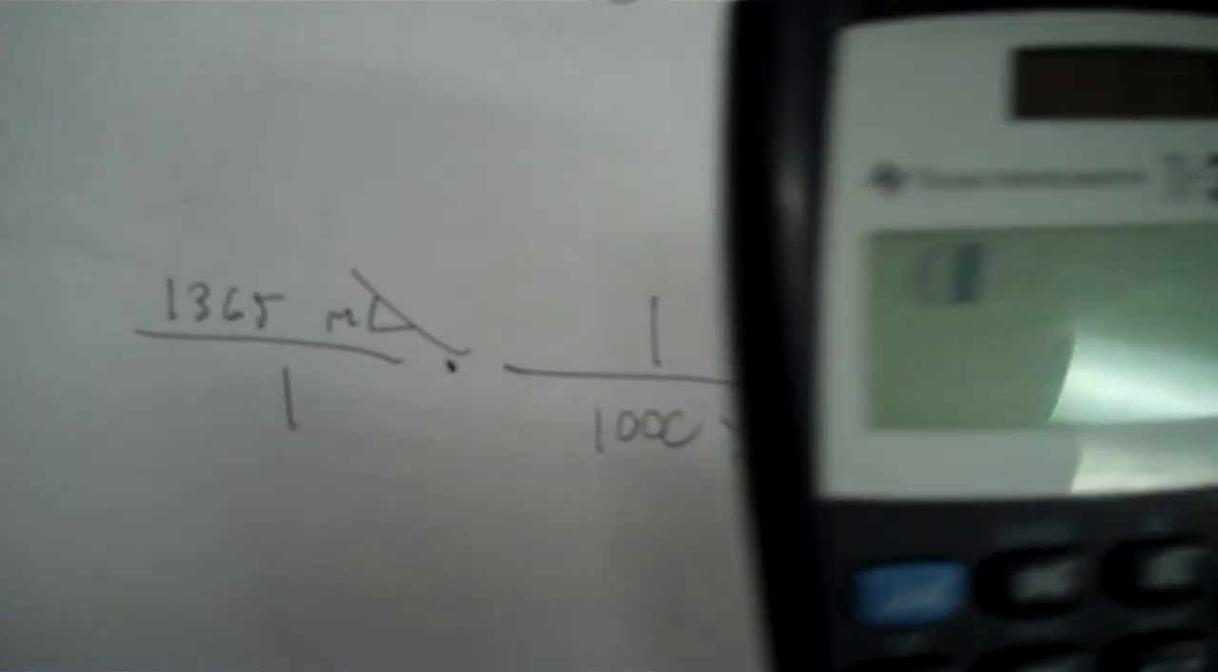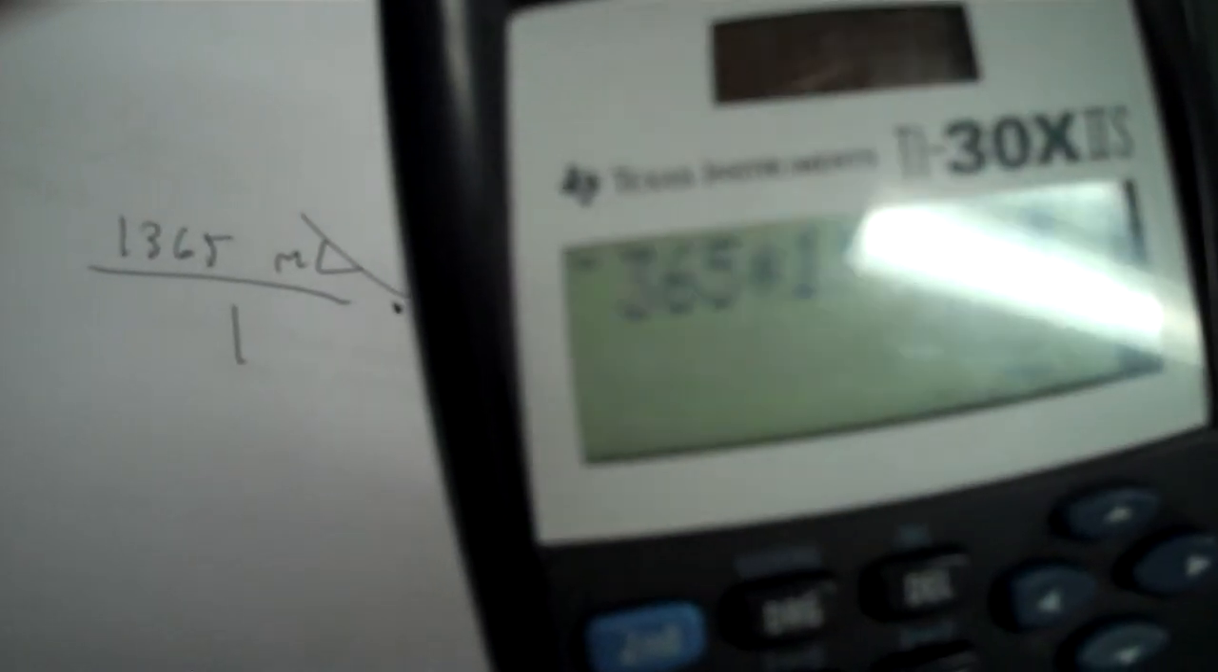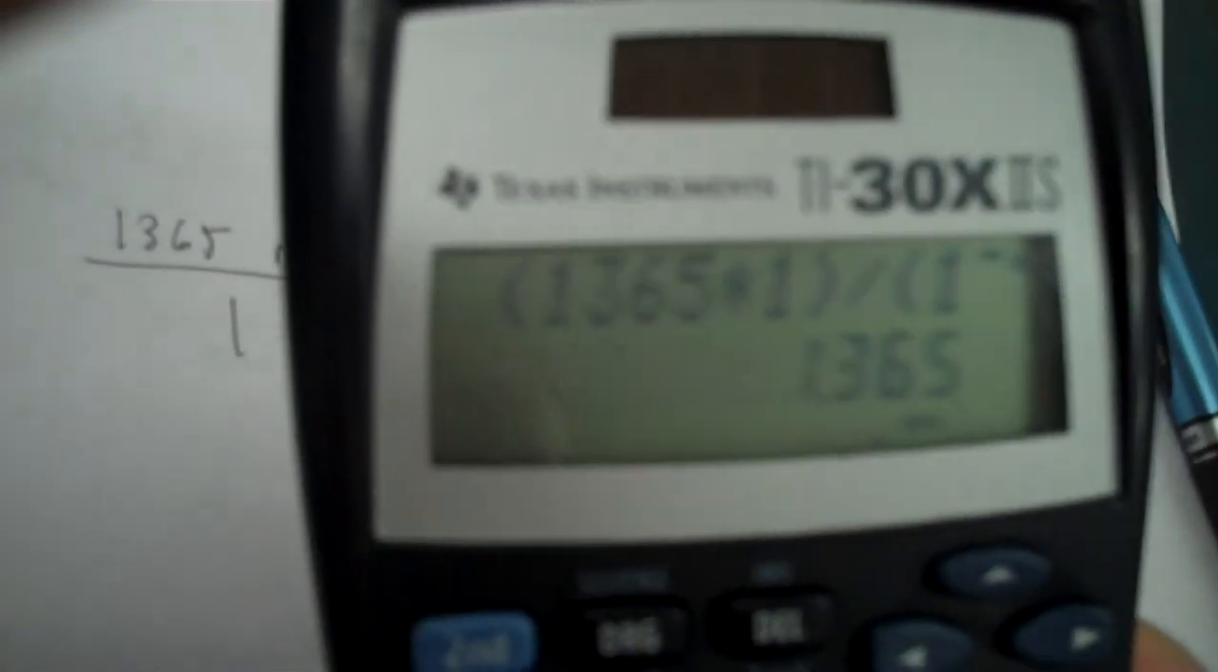136.5. I don't know, I didn't do that right. That doesn't make any sense. 1.365 liters, okay. So essentially 3 of the 5 problems, you're just adding the units and then just converting them, okay.